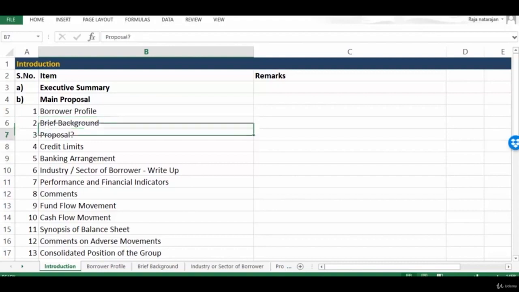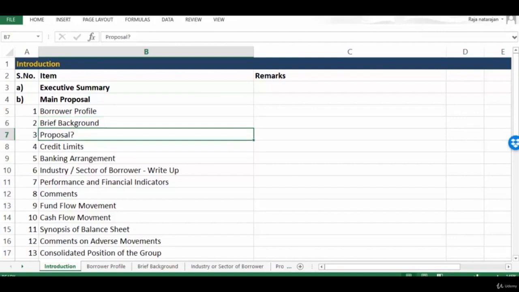Okay, then the proposal has to be mentioned. I mean, what is it you are asking for through that loan proposal? Are you asking for cash credit? Are you asking for LC, BG, term loan, or any other facility? Or are you asking only for concession and pricing? All those will come under the proposal.